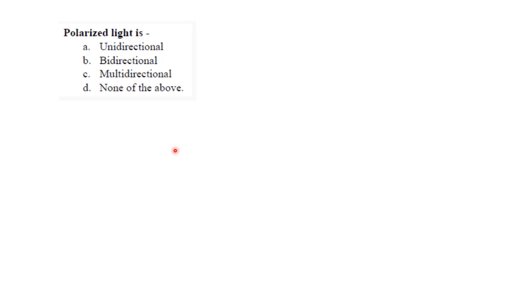So now coming to the questions. A polarized light is unidirectional, bidirectional, multidirectional, or none of them. Can you answer this? Any of you? Yeah, exactly. Because we put a polarizer over the unpolarized light to get a unidirectional light. That is called polarized light. So the answer A is the correct one.